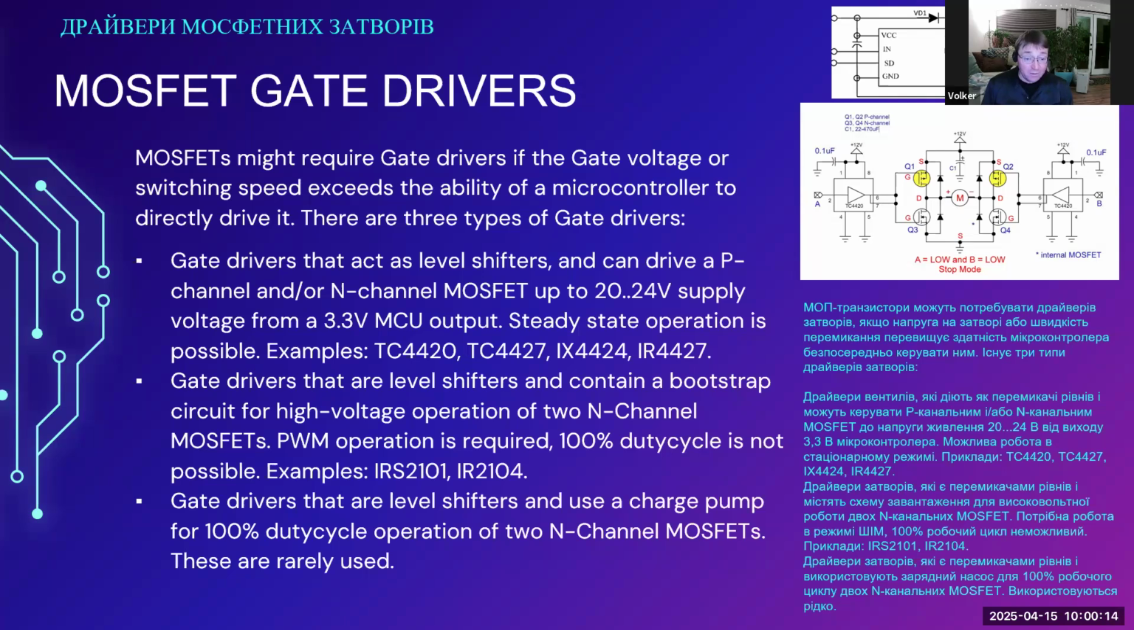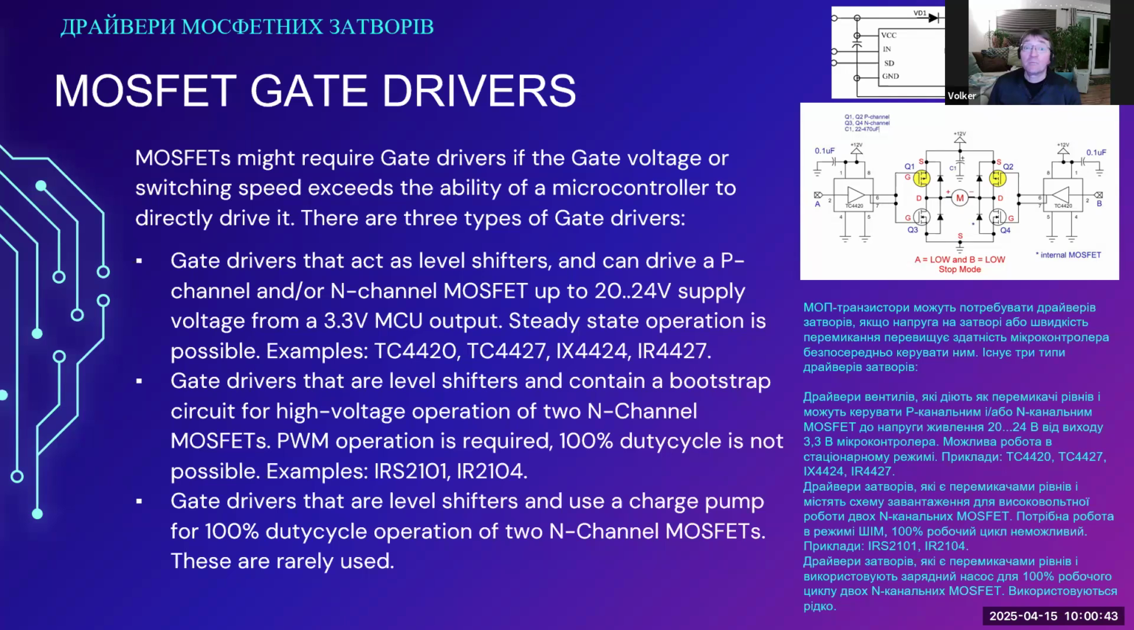The second type of gate driver is level shifters, but they contain a bootstrap circuit for high voltage operation of two N-channel MOSFETs. What do I mean? That is the image that you see at the top on the right-hand side. You can see those two MOSFETs in that circuit, and they both have the arrow pointing inwards. That means those are two N-channel MOSFETs.